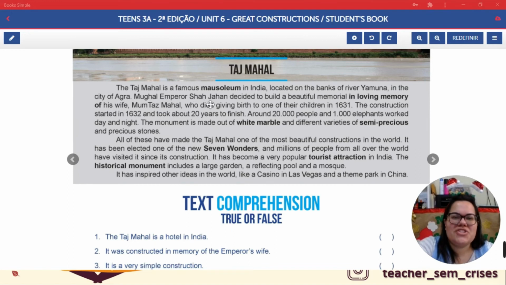Mughal Emperor Shah Jahan decided to build a beautiful memorial in loving memory of his wife, Mumtaz Mahal, who died giving birth to one of their children in 1631.